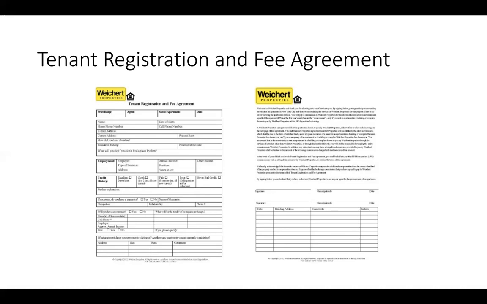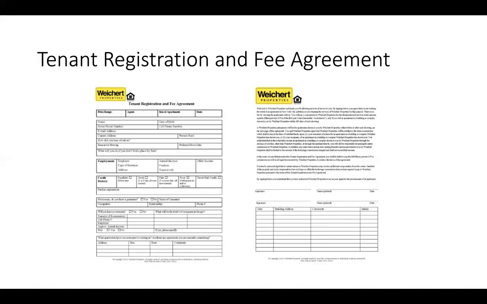The back side of this form on the right here is our fee agreement, right? And what this states, and it's important, and please listen carefully, is that under fair housing, we have to state what our maximum brokerage fee is, right? And Weichert Properties' maximum brokerage fee for a rental is 15% of a year's rent, period, right? Our max fee is 15% of a year's rent. They have to agree that the max fee could be 15% of a year's rent and sign this form, right?